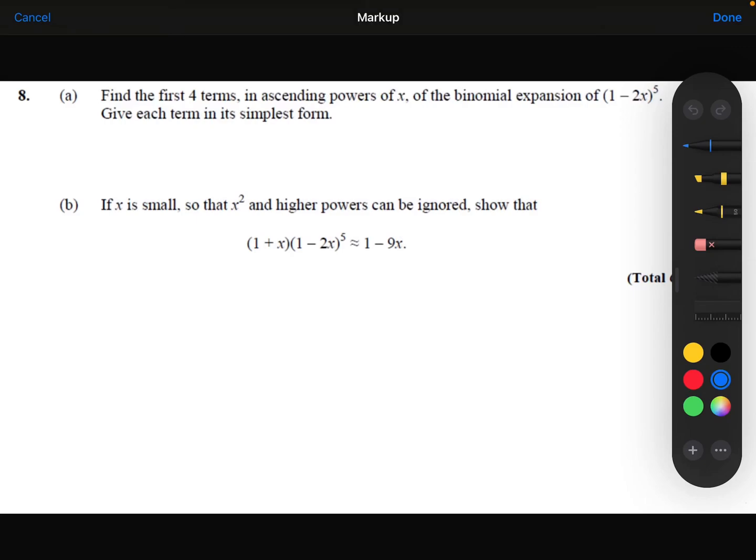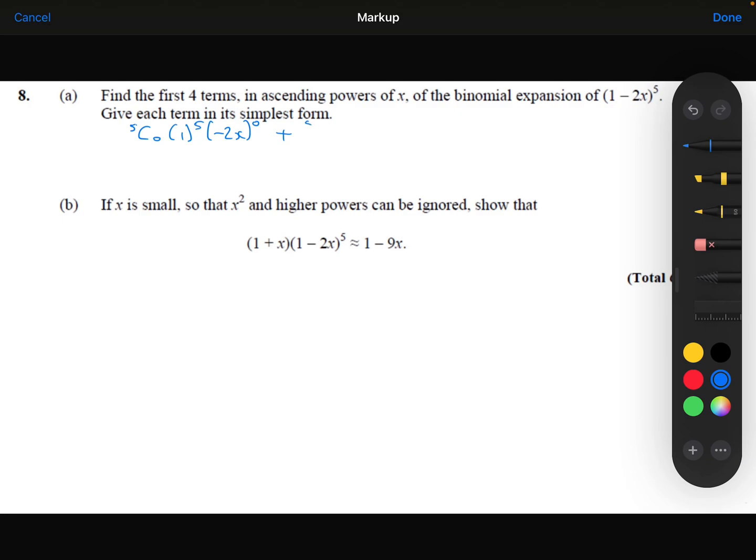Find the first four terms in ascending powers of x of the binomial expansion of (1 - 2x)^5. Give each term in its simplest form. So the first term would be 5C0, 1 to the power 5, (-2x) to the power 0.